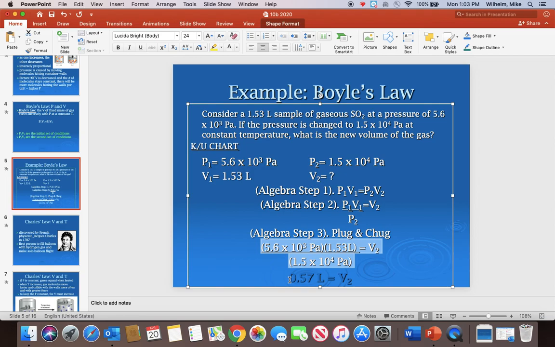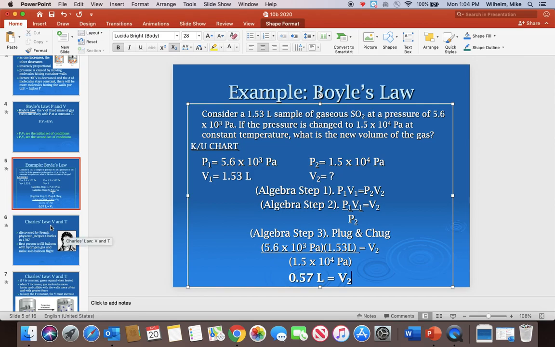So we should know ahead of time we're getting an answer lower than 1.53. Since the pressure went up, the volume had to go down. Sig figs matter, only 2 sig figs. And indeed it did go down. Our final answer is 0.57 liters of sulfur dioxide gas. And that's V2. And it's as simple as that.